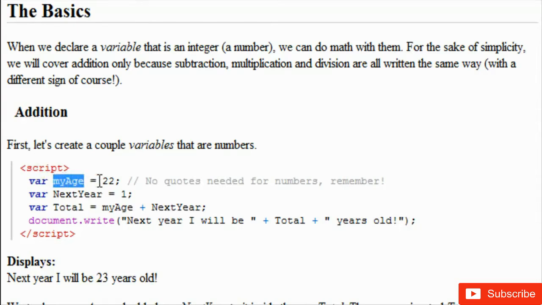We have my age is equal to 22. Because it's a number, there are no spaces in it, there are no letters in it, we do not need to quote it. Then we have next year. We just wrote 1. And then a total.